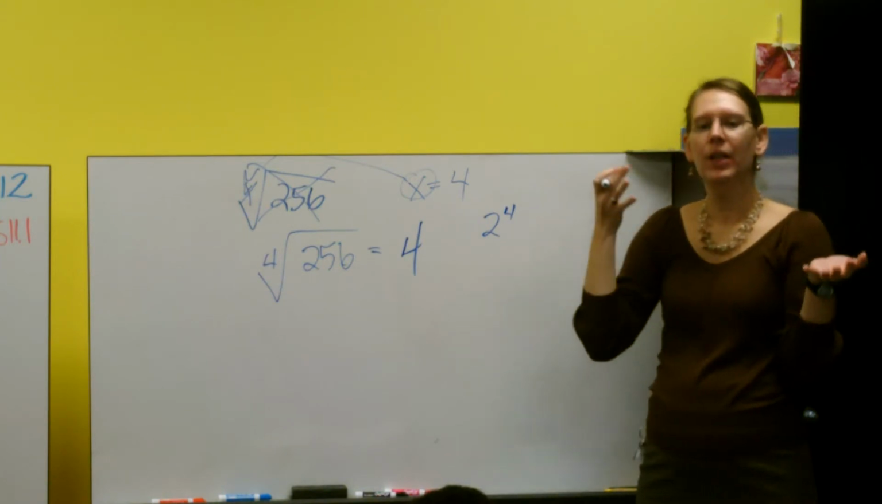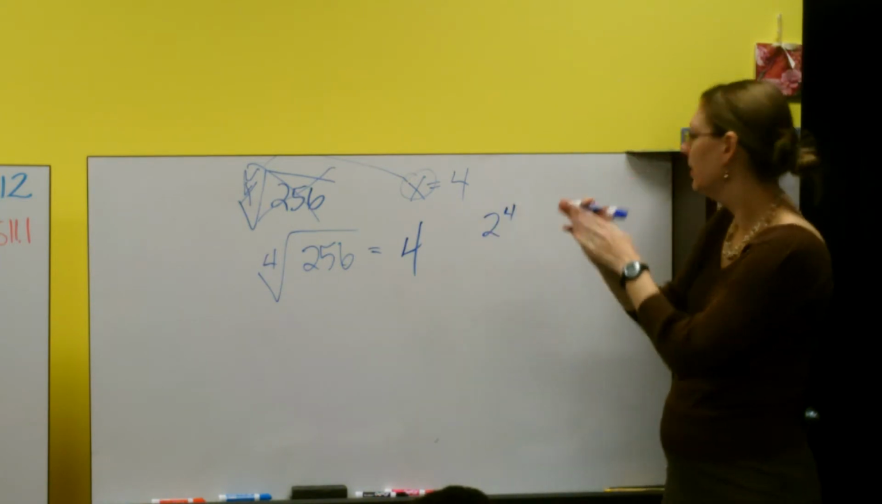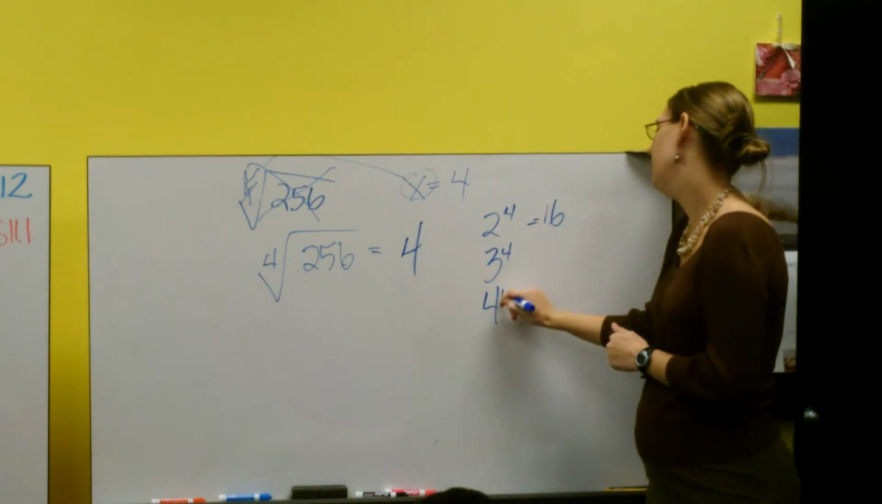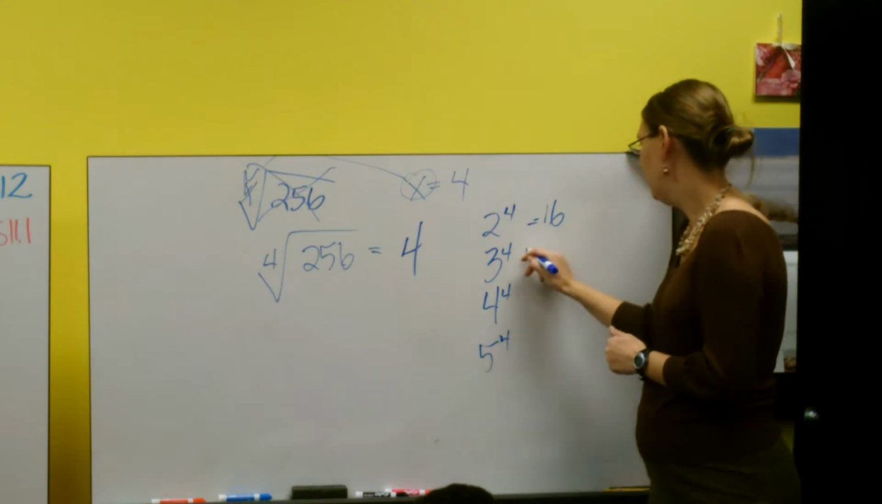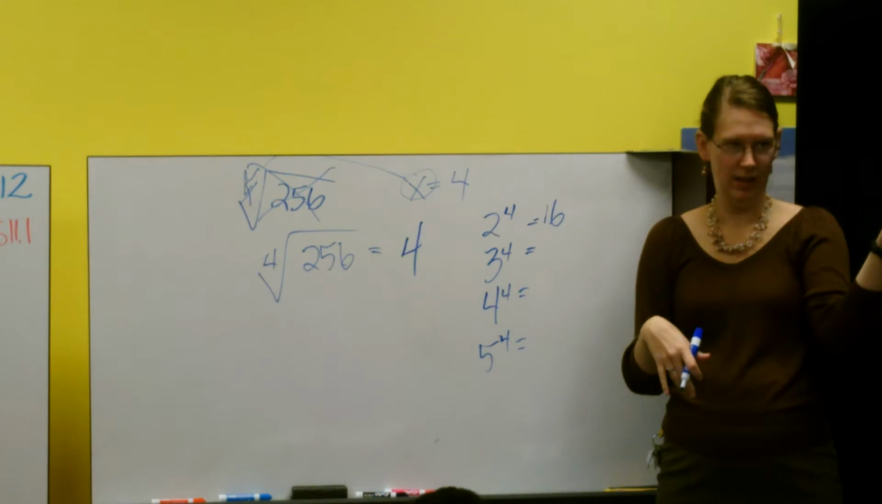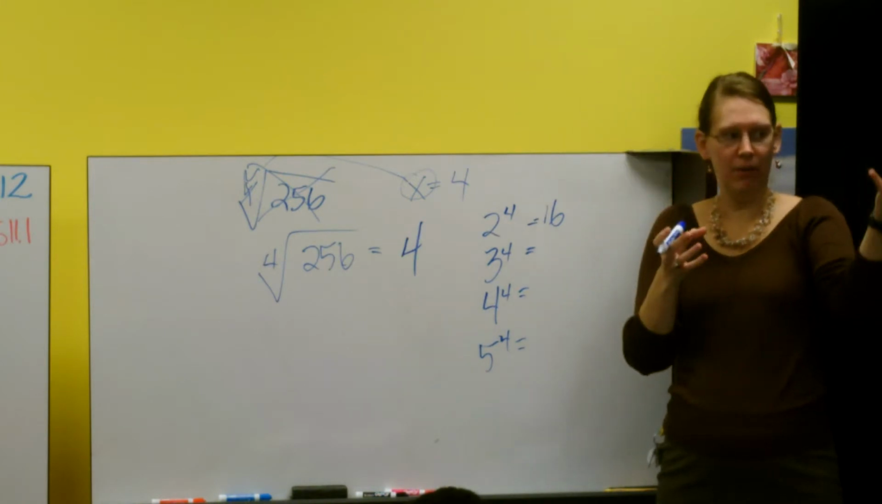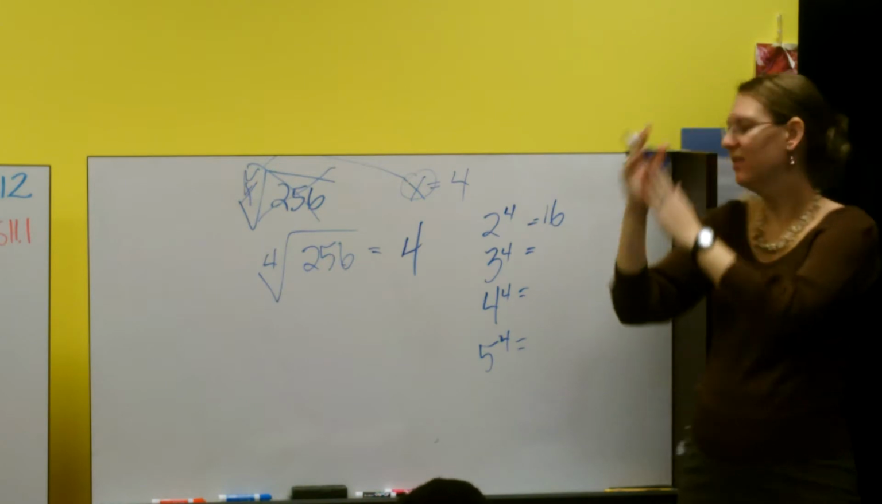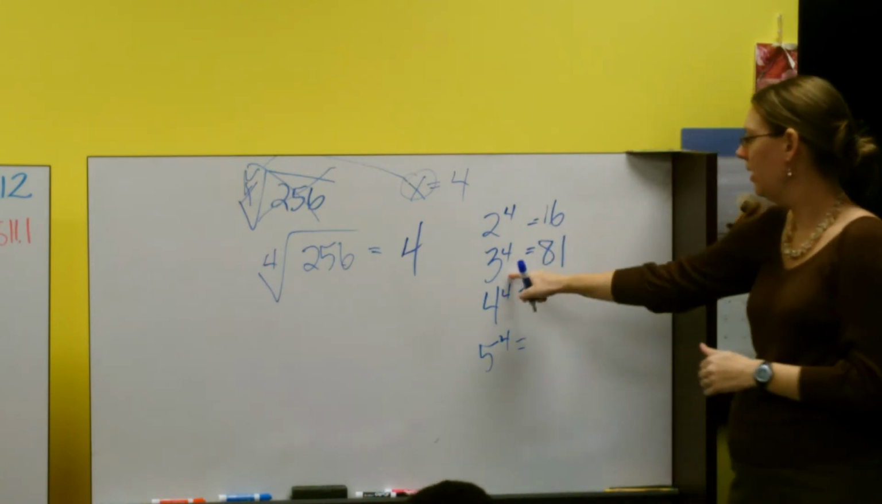2 times 2 is 4. 4 times 4 is 16. Let's do 3 to the 4th, and 4 to the 4th, and all the pretty ones. So 3 times 3 is 9. Then you have 3, 3, 3, 3. 9 times 9 is 81. So 3 to the 4th is 81.